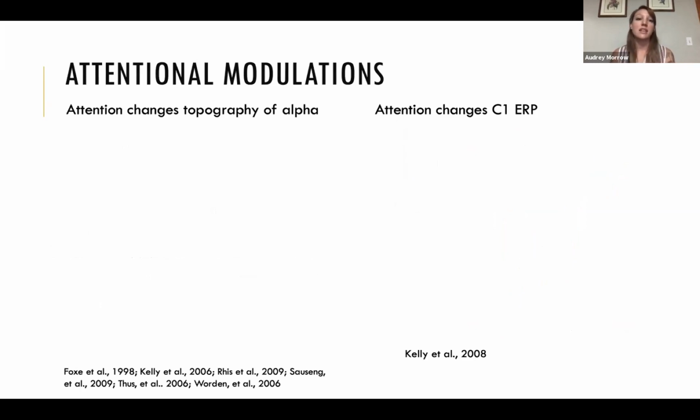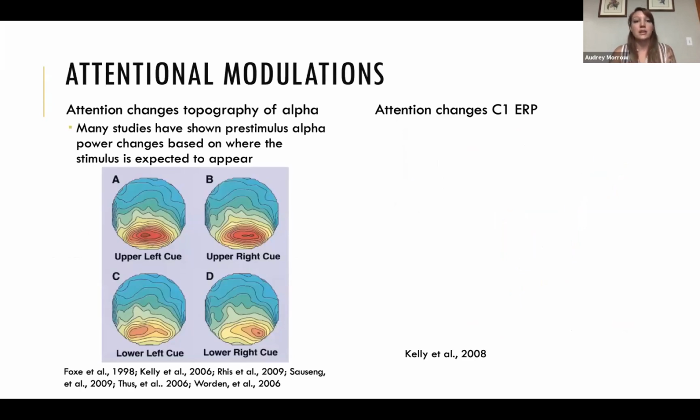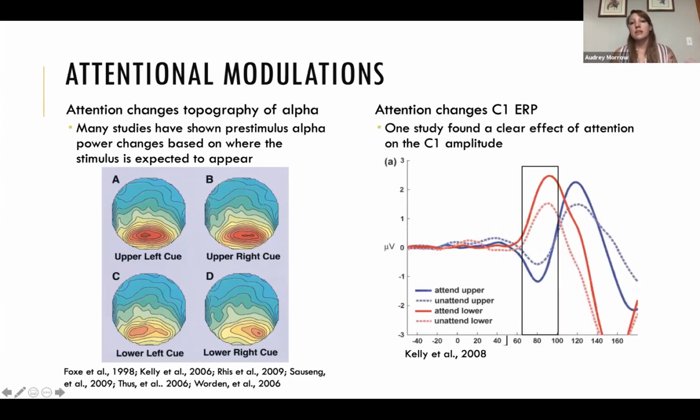There has been evidence that attention can modulate the topography of alpha power and also the C1 ERP. There have been a lot of studies that have shown that pre-stimulus alpha power is modulated by where you are attending, specifically where you're expecting the stimulus to appear, as you can see in the figure below. And this change in alpha power topography is usually seen in the parieto-occipital area. So that is a pretty well-established finding. There is one study that has also looked at attentional modulation of the C1 ERP, or rather I should say many studies have looked at it.